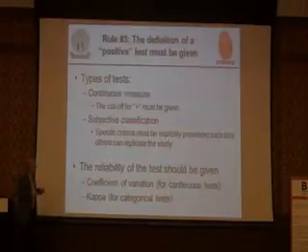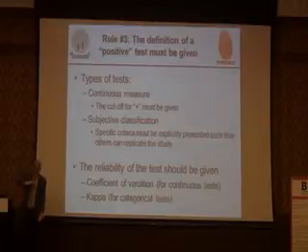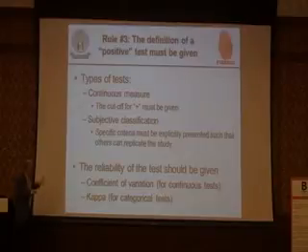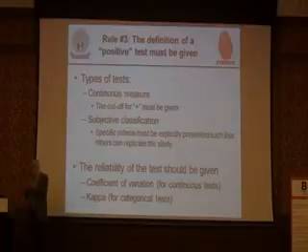Then about the test, again, there are different types of tests. There are continuous tests. If it's continuous, you have to decide, where am I going to cut this cut point, right? And there's also subjective classification, same thing like we said with retinopathy. And then the reliability of the test should be given. Is there a coefficient of variation if it's continuous, or a kappa for categorical tests? I'm not going to get into the definition of those. I don't have time. But that's another thing to think about.